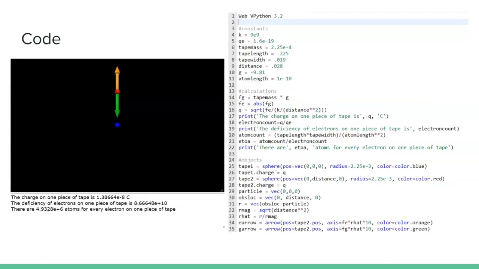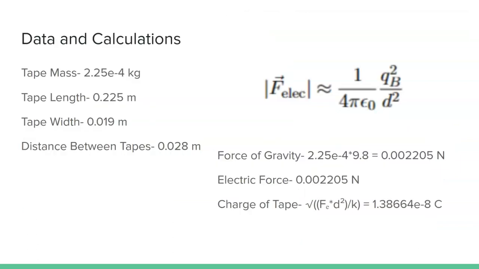This is my code that I used. On the left you can see the diagram of the code. The red point charge is the top U-tape, the blue point charge is the bottom U-tape, and the top U-tape is being acted on by gravity, which is shown by the green arrow, and the force of the electric field from the blue charge, which is going up, the orange vector.